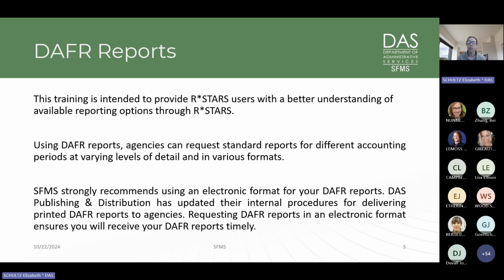With the DAFR reports, agencies can request standard reports for different accounting periods at various levels of detail. So we actually have quite a few different reports that are available. On our SFMS website, there's the RStars report guide that tells you everything you need to know about reporting. We're going to be covering a lot of that same information in this training today, but that resource is out there. It lists all the different types of DAFR reports you can order and gives you some examples of what those look like. And with each of those reports, there's the ability to do some customization on what information you need, how it's sorted.